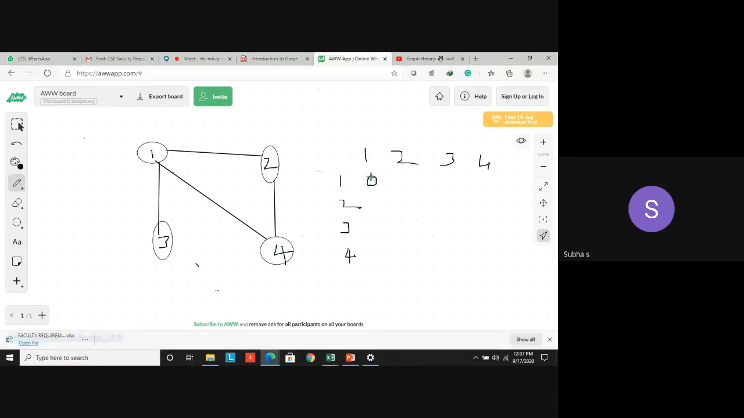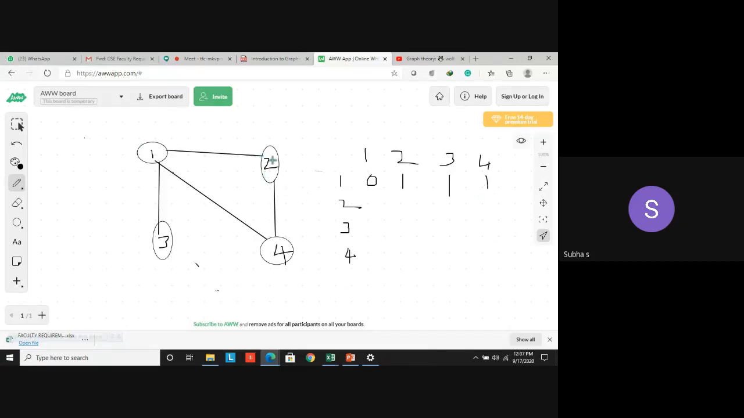So put 0. If there is a path from one node to another node, then for those corresponding vertices you put the value 1. This matrix is called the adjacency matrix. Now for 1, what are the adjacent nodes here? Find the adjacent nodes and for the corresponding nodes put the value 1. That's all. From 1 there is a path to 2, so make it 1. There is a path to 3, so make it 1. From 1 there is a path to 4, so make it 1.